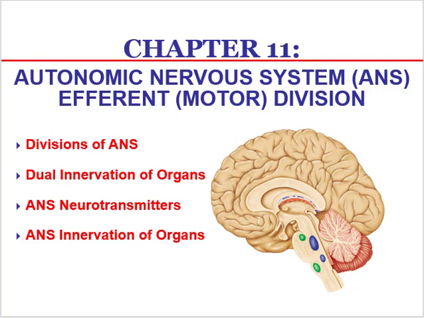Hi. Our focus in this last chapter of Unit 2 is on the different divisions of the autonomic nervous system along the efferent pathway. Our goal is to have an awareness of the dual innervation of nearly all body organs and the neurotransmitters commonly found in the autonomic nervous system.